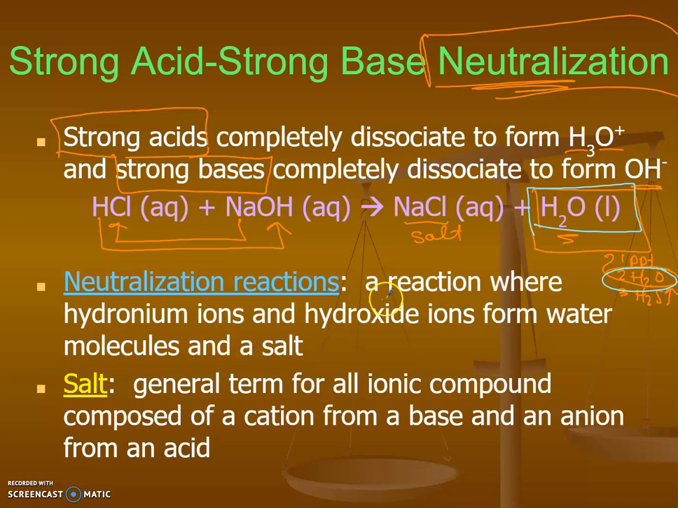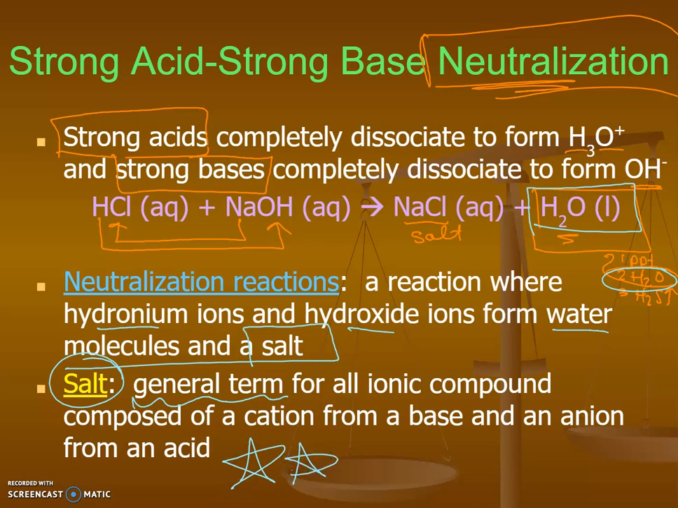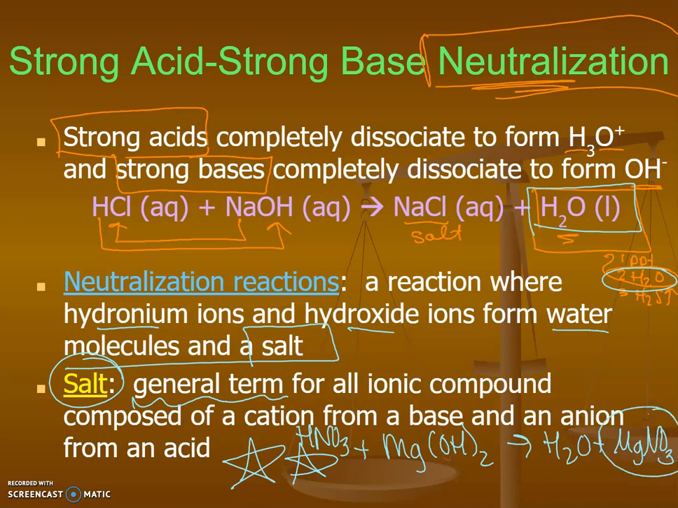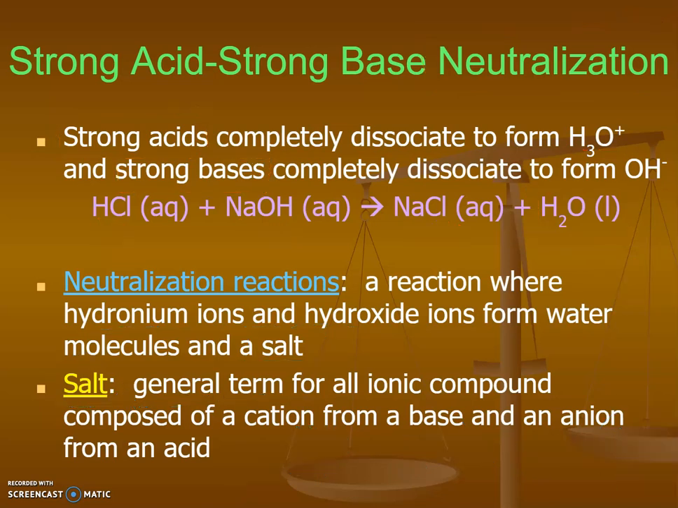So neutralization reactions are where your hydronium and your hydroxide ions form water and salt. It doesn't mean it's always going to be NaCl. Remember that. A general term for any substance could be a salt, our ionic compounds. So it could be like a reaction of Mg(OH)2 and HNO3, and you are going to form H2O and magnesium nitrate. Magnesium nitrate is a salt. That is not balanced, but you get the idea.